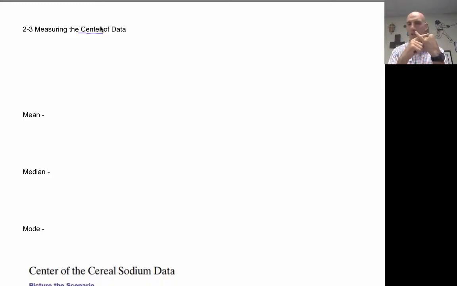So when you're looking at the AP test, remember, we're talking about shape, we're talking about centers, we're talking about outliers, we're talking about variability. We're looking at data and we're looking at graphs and we're describing what's going on. So let's start with the mean here.